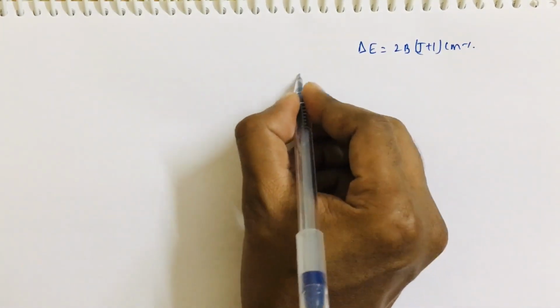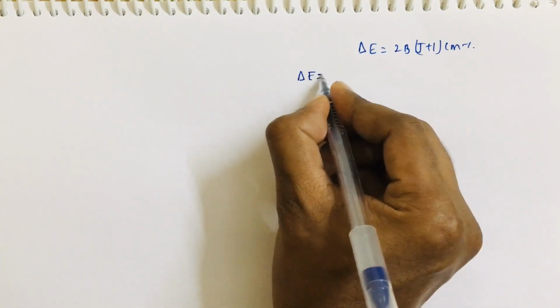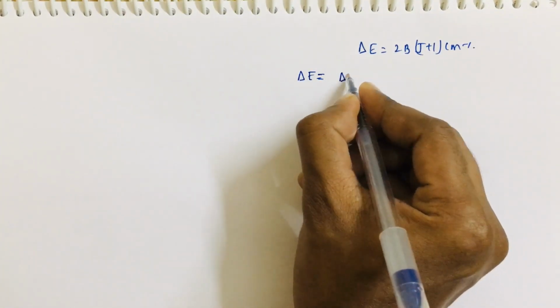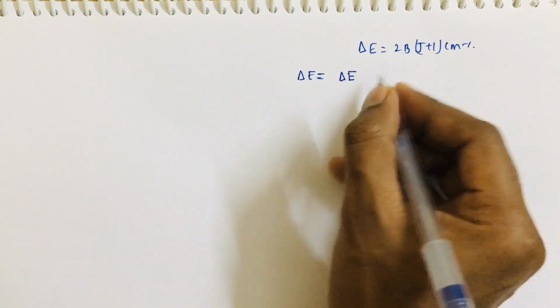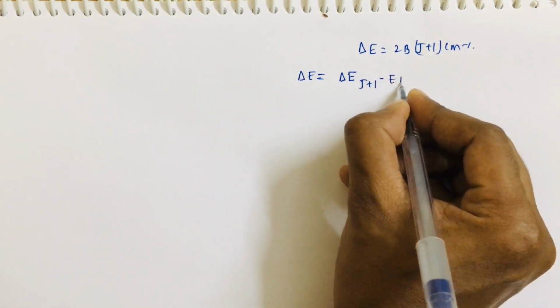And then ΔE equals 2B(J plus 1). So how is this coming? Okay, so what is ΔE? ΔE is equal to the energy difference between the two energy levels. So we can write that as the two rotational energy levels, E(J plus 1) minus EJ.